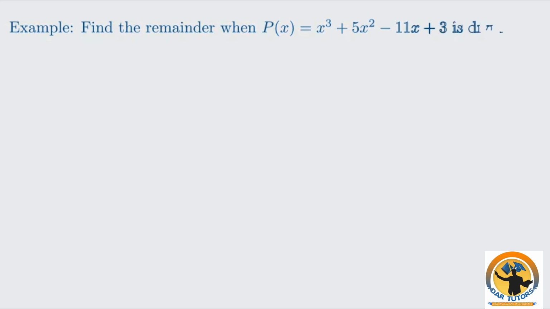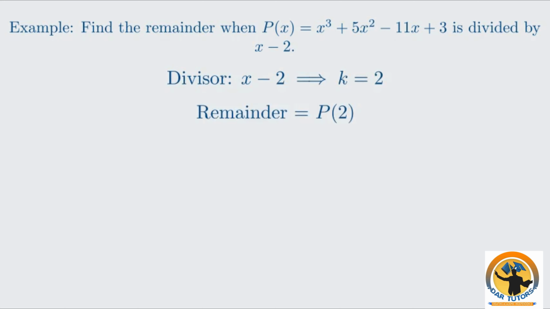Suppose we want to find the remainder when the polynomial p of x equals x cubed plus 5x squared minus 11x plus 3 is divided by x minus 2. According to the remainder theorem, the remainder is p of k. In this case, our divisor is x minus 2, so k is 2. Therefore, the remainder is p of 2. Now, we just need to substitute x equals 2 into the polynomial. P of 2 equals 2 cubed plus 5 times 2 squared minus 11 times 2 plus 3.